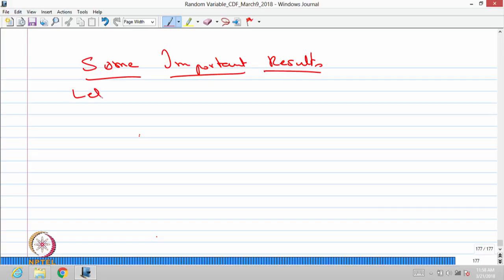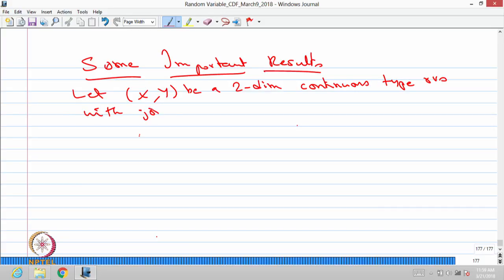Let (X, Y) be a two dimensional continuous type random variable whose joint probability density function is given or is known.